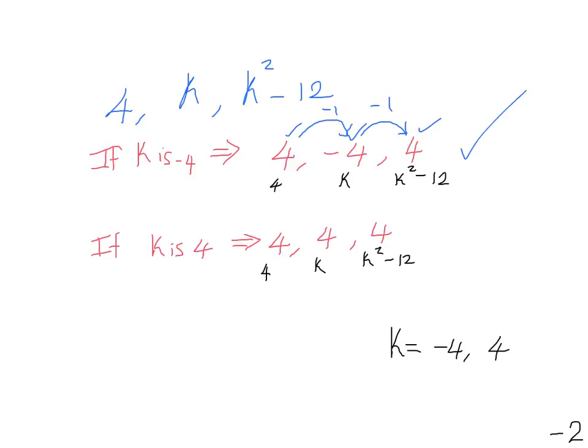If k is 4, our first term is 4. Our second term is also 4, because k is 4. And our third term, 16 minus 12, is also 4. Even more boring of a sequence, but that's okay, because we are multiplying by the same fixed number, which is 1, positive 1 each time, and that does give us a geometric sequence.